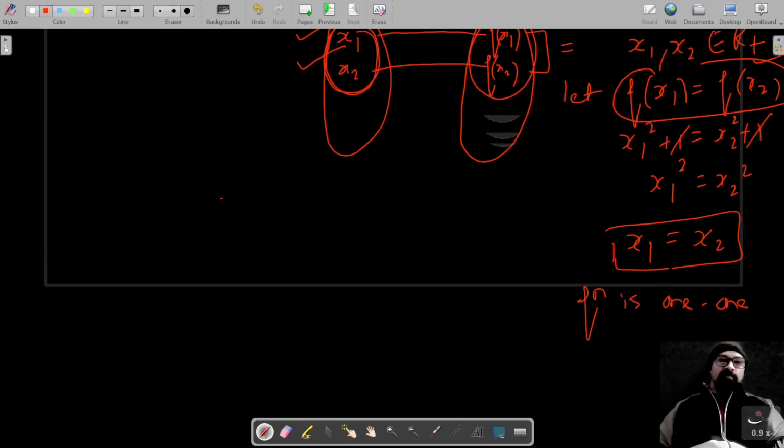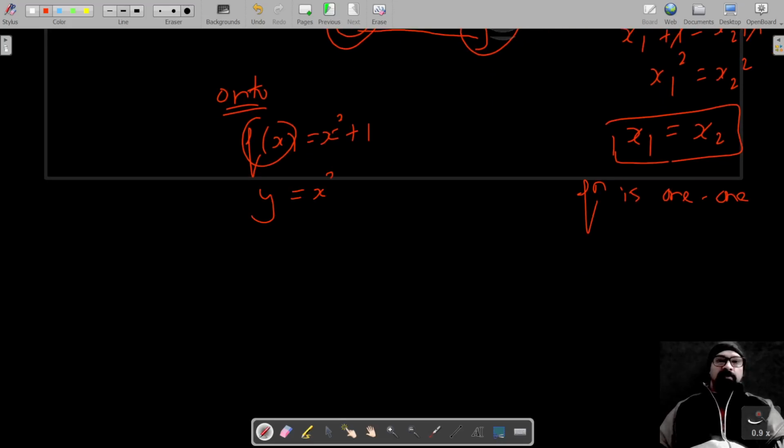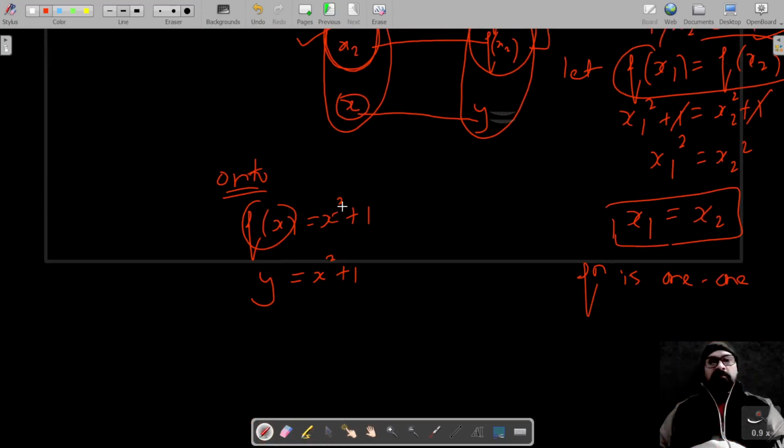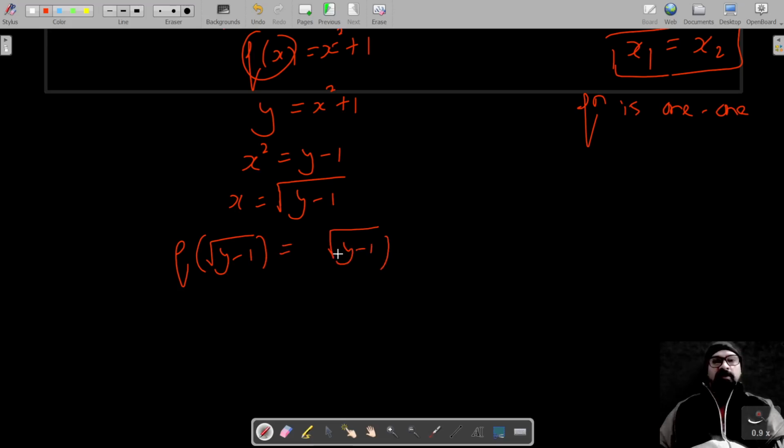Now let's check it for onto. A function is onto when for every y there exists a value of x. Our function is f of x equal to x squared plus 1, and f of x means the output y. From here, x squared is equal to y minus 1 and x is equal to root of y minus 1. Now let's find f of root of y minus 1, which gives root of y minus 1 the whole squared plus 1, which is equal to y minus 1 plus 1, that is equal to y.